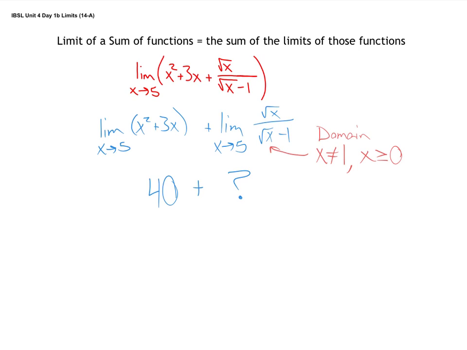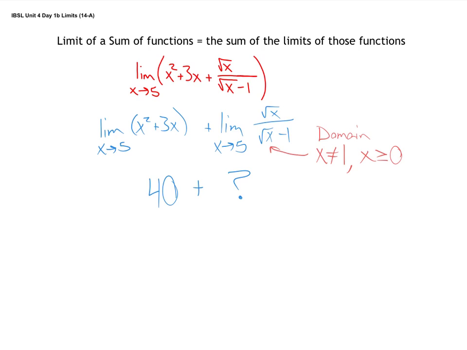Okay? Now, I have two basic areas of discontinuity here. We have an endpoint at x equals 0, but we also have this point of discontinuity at 1. So what's going on at 5? Isn't it still continuous at 5? Yeah, it's going to be continuous at 5.